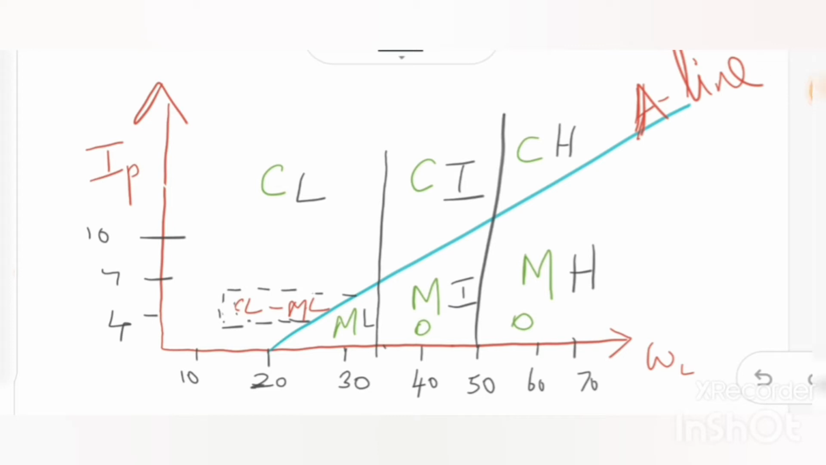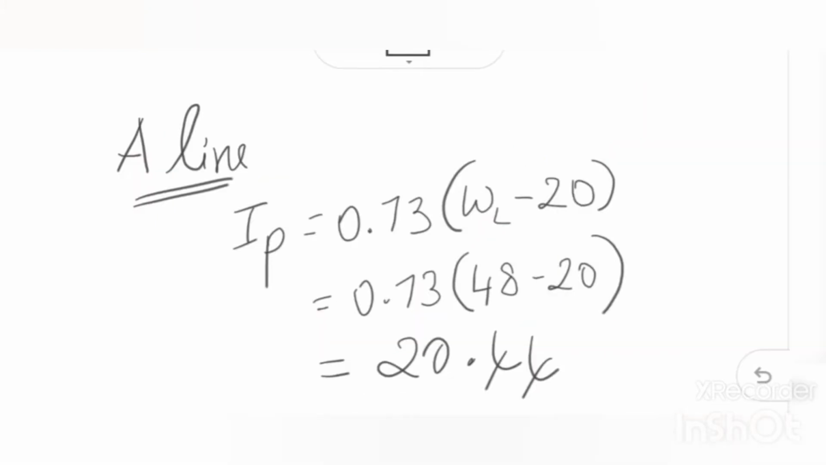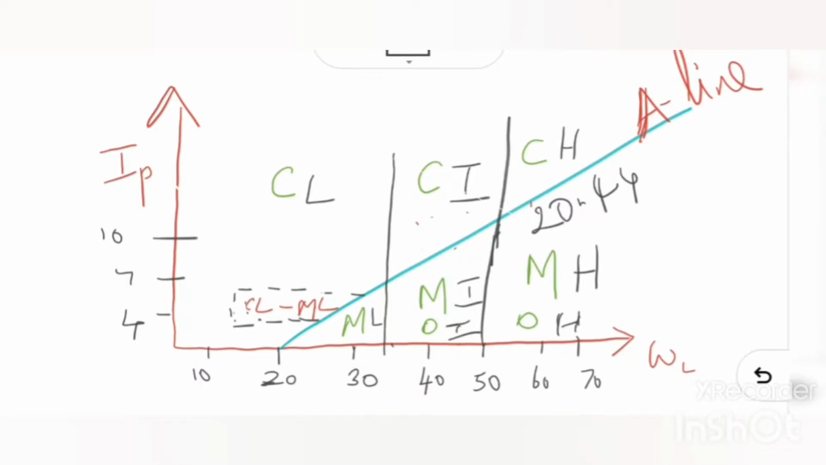To find the location of our soil, we also need to find where the A line is located. My IP formula to locate the A line is this. If I substitute my given liquid limit in it, I get a new IP of 20.44, which is the A line location. This A line divides clay from silt and organic soil. Wherever we locate the soil above the A line, it is clay, and if the soil is located below the A line, then it is silt or organic soil.